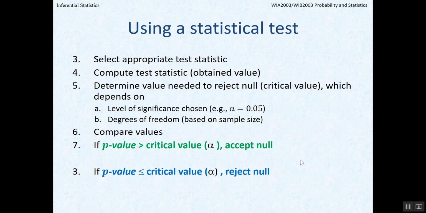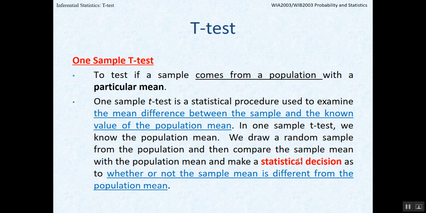Okay, so there are two types of sample t-test, the student t-test, that I'll explain here. One is the one sample t-test. The second one is the two sample t-test. Basically, the one sample t-test we use to see whether there is a significant difference between the mean of a population and the mean of a sample taken from that particular population.